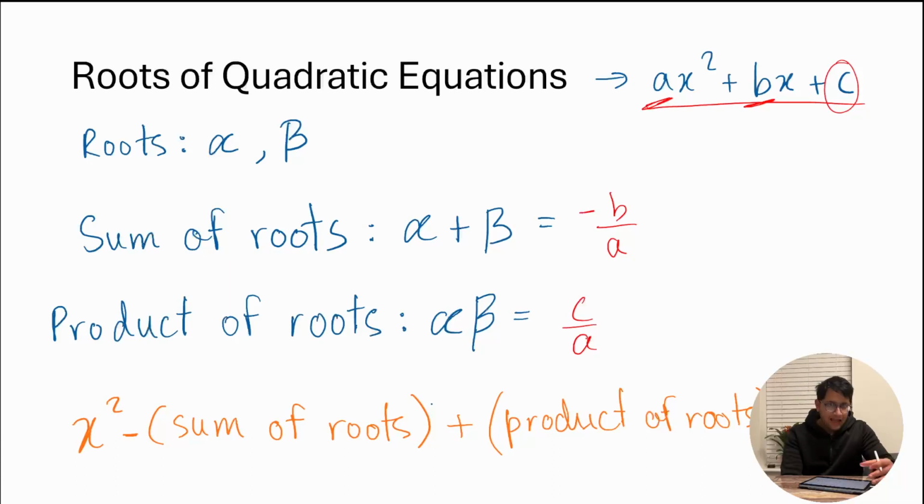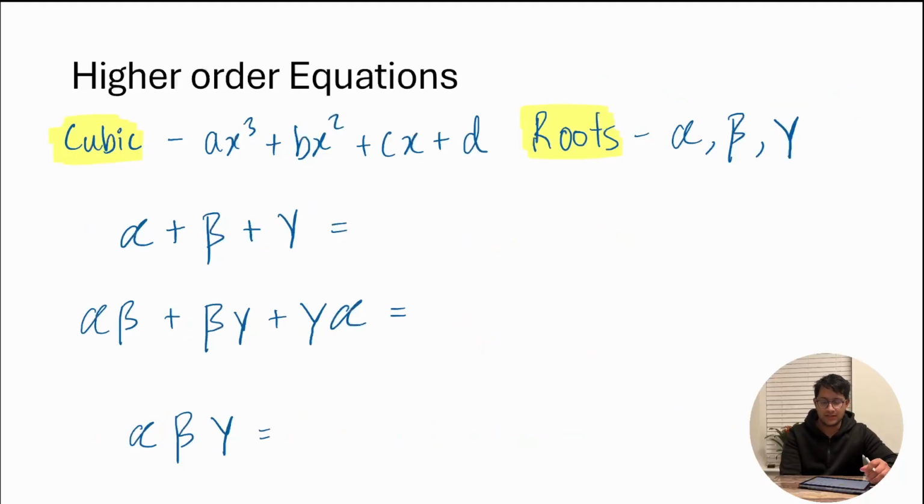But actually, you can take this and extrapolate it to higher order equations like cubics. So in this case, the general cubic would be ax cubed plus bx squared plus cx plus d, and its roots will be alpha, beta, and gamma. All you need to know is that when it's all of the roots being added together, it's just minus b by a.